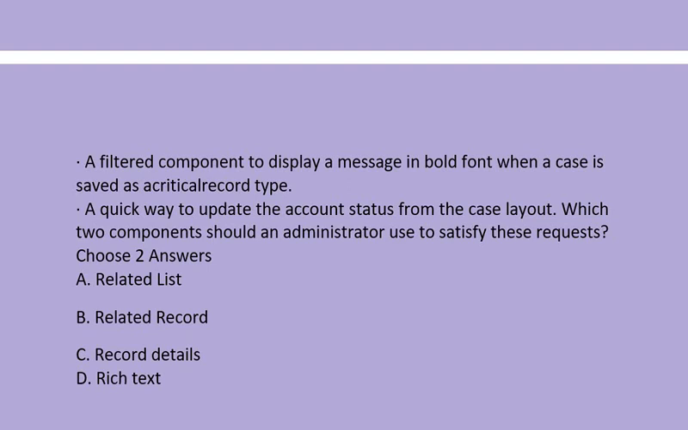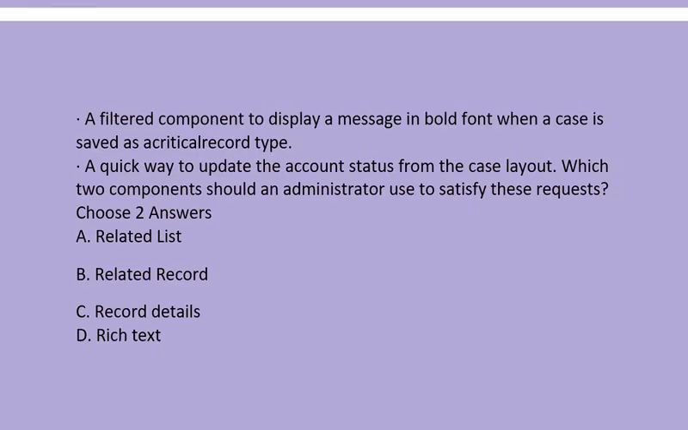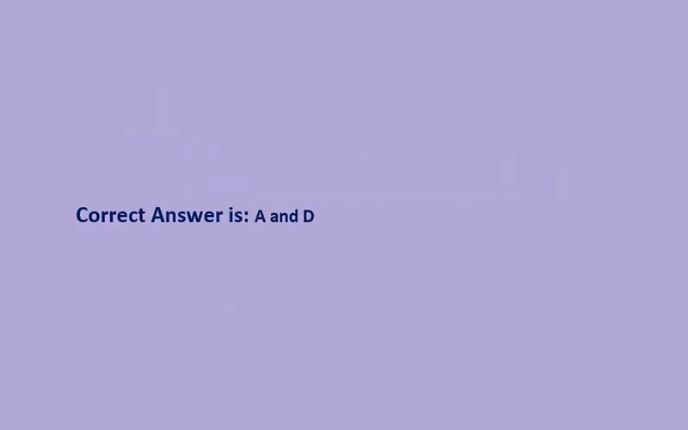Option A. Related list. Option B. Related record. Option C. Record details. Option D. Rich text. Correct answer is option A and option D.